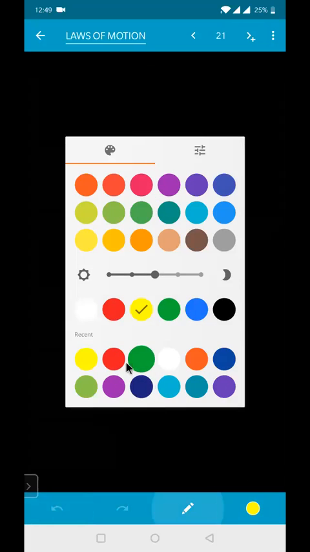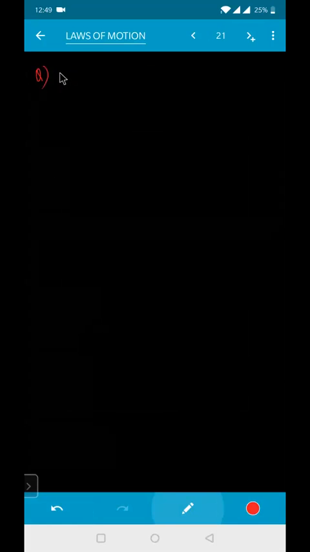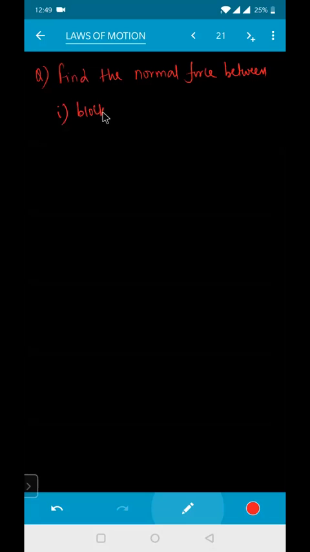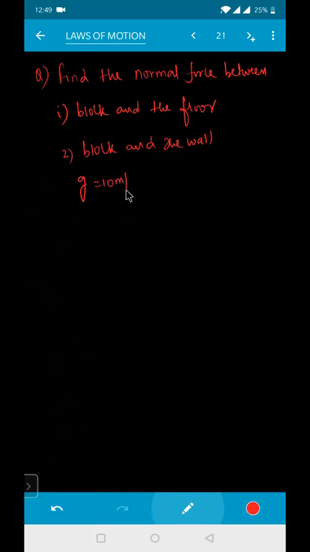Let's do a small question. Find the normal force between number one, block and the floor, and number two, block and the wall. Take only these two, and take the value of G to be 10 meters per second squared. The diagram is given something like this.